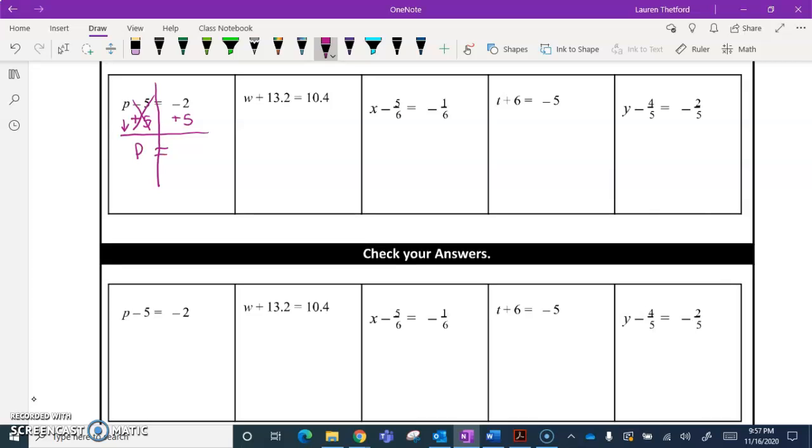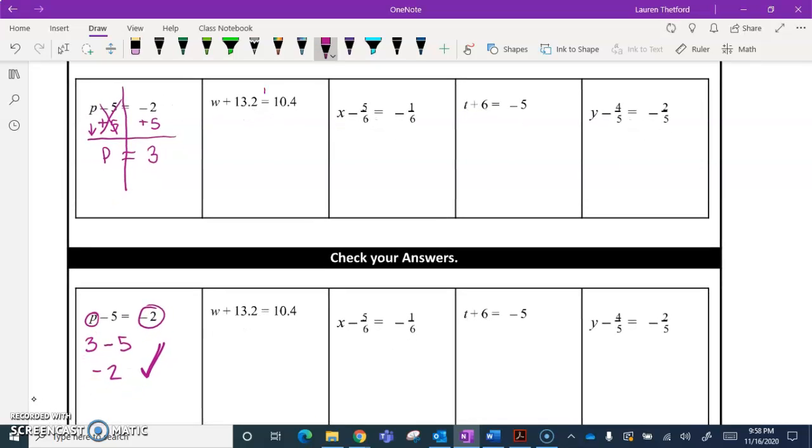P equals -2 plus 5. -2 plus 5 is +3. When I check my answer, I'm going to put 3 where p was, because p is equal to 3, minus 5. 3 minus 5 gives me -2. That's what it said it should equal, so we know that we got that correct.